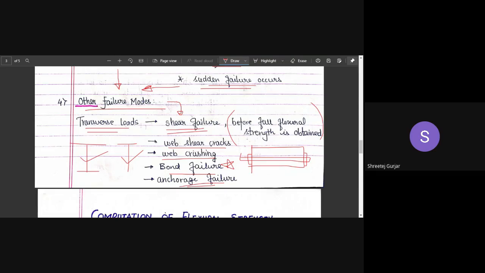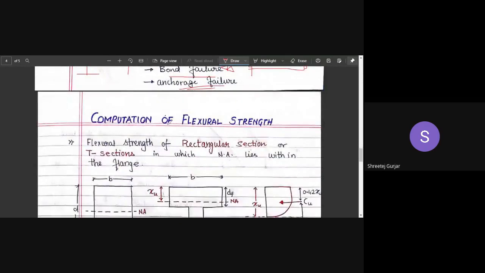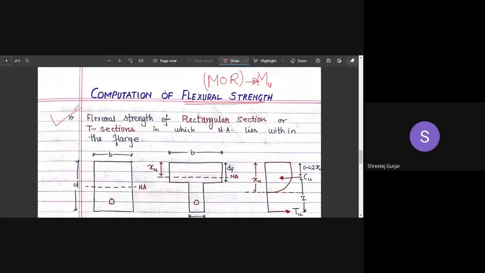After that, we need to learn how to compute the flexural strength of a beam. By this I mean moment of resistance. We need to calculate this value, what we term as Mu. To calculate this, we have two cases.